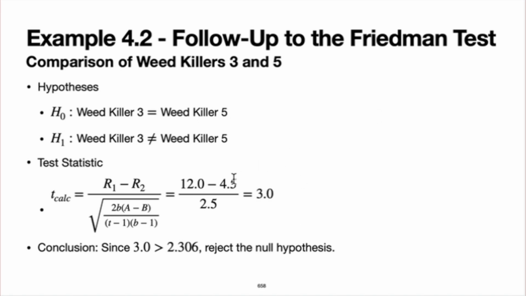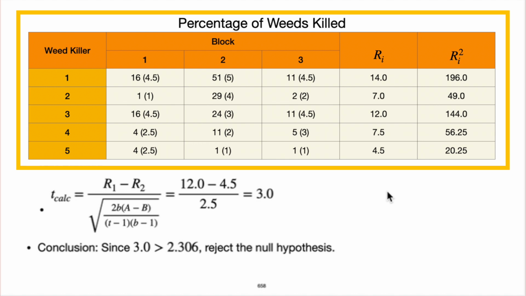In this case, the test statistic is positive 3, and because that is bigger than the upper critical point of 2.306, we're again going to reject the null hypothesis. So there is sufficient evidence at the 0.05 level of significance to conclude that weed killers 3 and 5 are different in terms of their effectiveness in killing weeds. And in this case, weed killer 3 is better than weed killer 5.